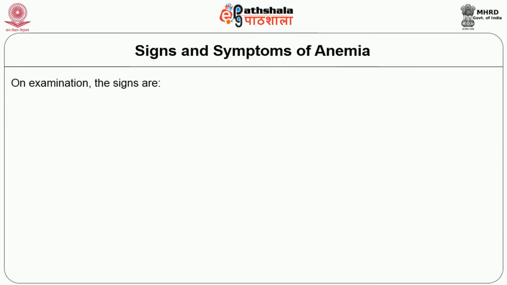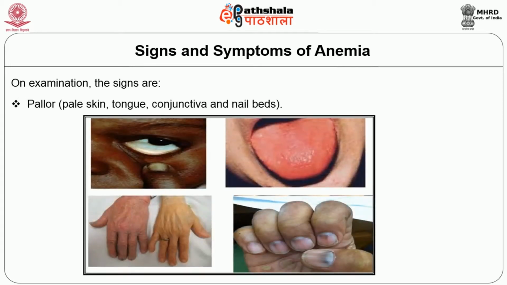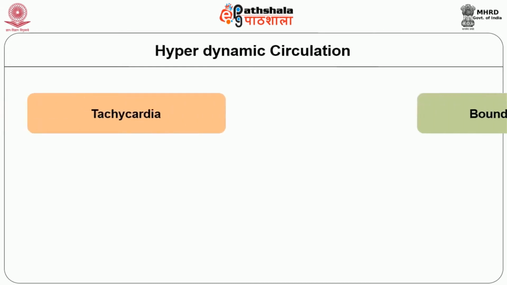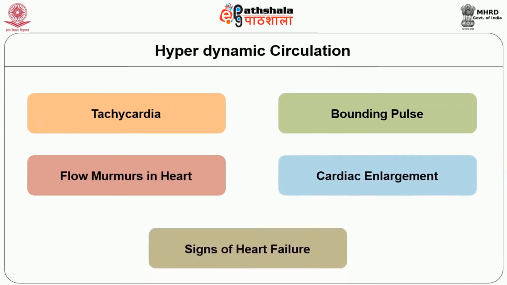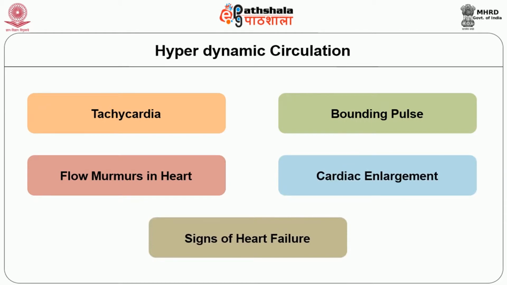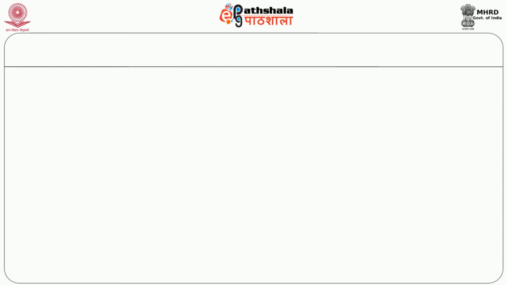On examination, we see the signs of pallor. Pallor in the conjunctiva, that is lower eyelid, pallor in the tongue, pale skin, pale nail beds. In severe anemia, there may be signs of hyperdynamic circulation. So there is an increased flow of blood in the heart that leads to fast heart rate, that is called tachycardia. The pulse volume is increased, that leads to a bounding pulse. Abnormal sounds called murmurs, that leads to cardiac enlargement and leads to cardiac failure.